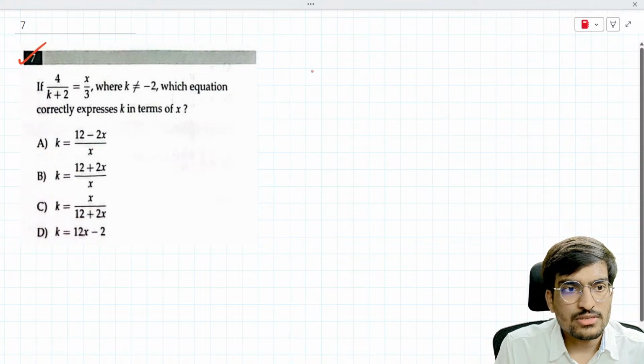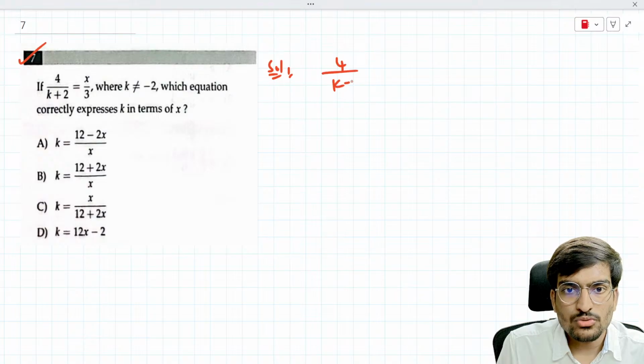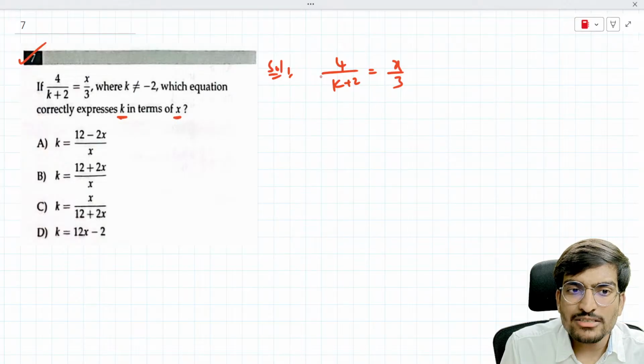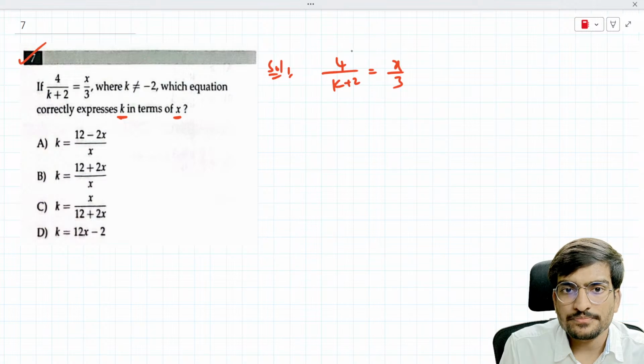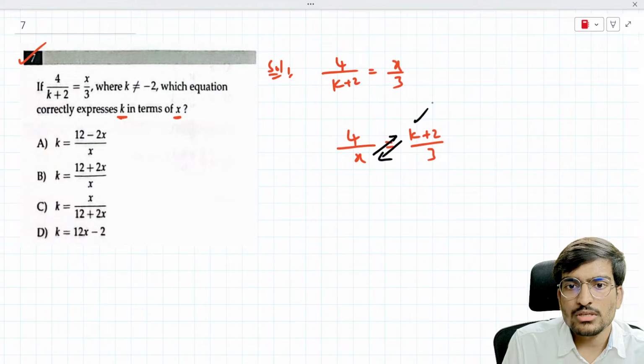Question 7. If 4 by k plus 2 equals x by 3, which equation correctly expresses k in terms of x? We want k in terms of x. So what I do is I just simply write down 4 by x equals k plus 2 by 3. I just switched these two terms, like here to here, so that I can get the value of this.